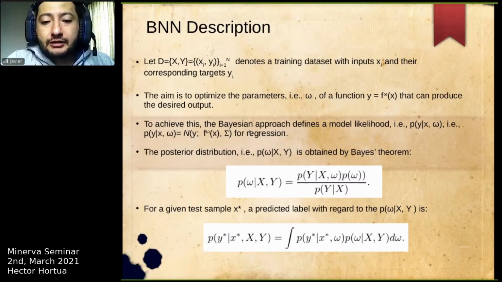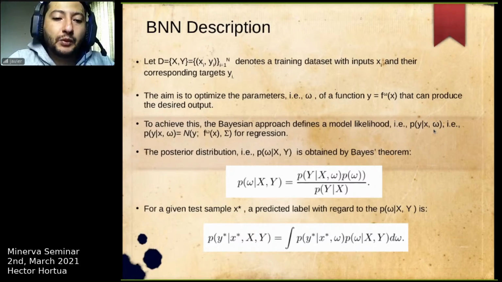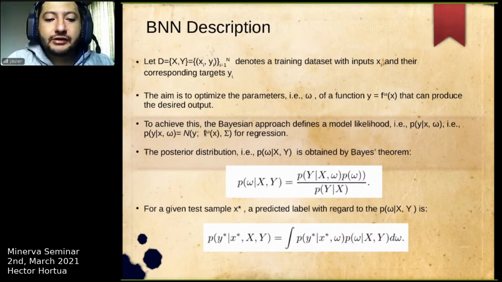Now, as I said before, we need to add some kind of distribution over the weights. So in this case, we define the likelihood, which is the probability of the output of the network given the input and given W, which are the weights. For regression, we can assume this likelihood is a normal distribution, while for classification it corresponds to the distribution associated with the cross entropy function.